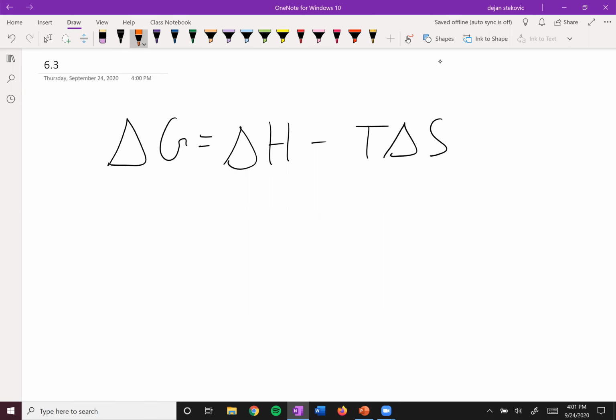All right, so I already took a look at delta G, right? We said this was negative for spontaneous reactions. And we took a look at delta H already. Let's take a look at delta S right now. And then don't forget about this negative, right?